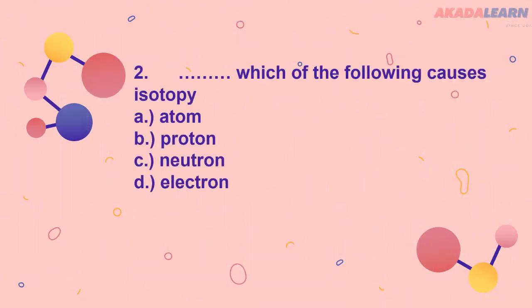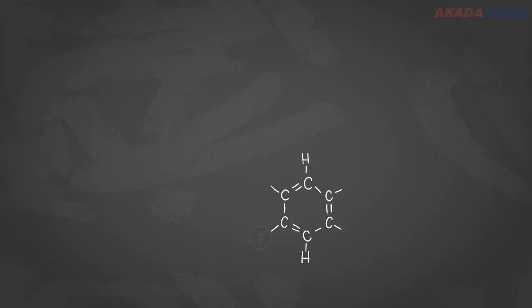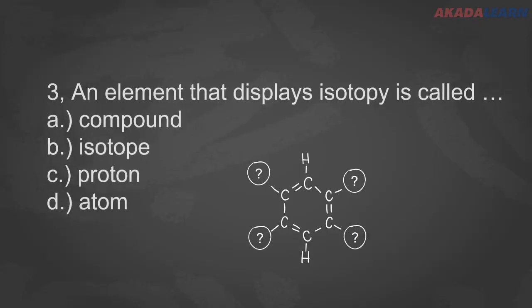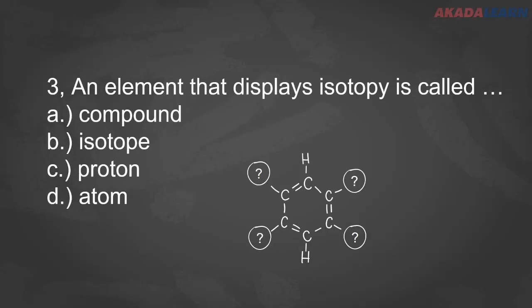Question 2. Which of the following causes isotopy? A. Atom. B. Proton. C. Neutron. D. Electron. Question 3. An element that displays isotopy is called A. A compound. B. Isotope. C. Proton. D. Atom.